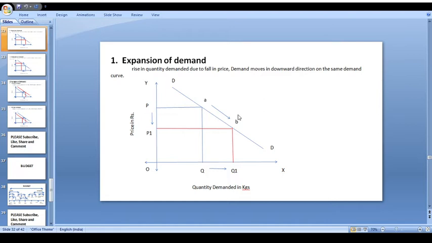The second type is contraction of demand. Students, we are studying the variations in demand. Variation in demand is based only on changes in price. If price changes, then quantity demanded will change as a result. Due to a rise or fall in prices, the result will be shown as expansion or contraction of demand. So, our second type of variation is contraction of demand.